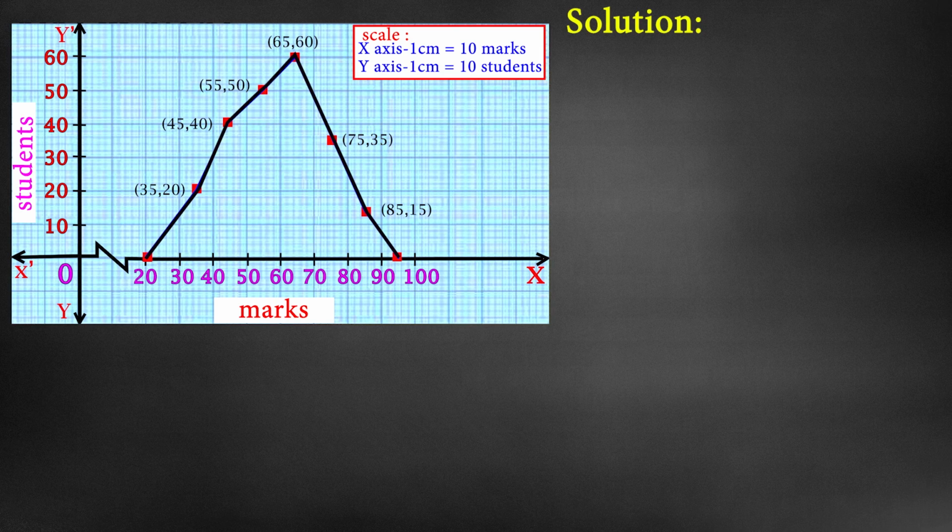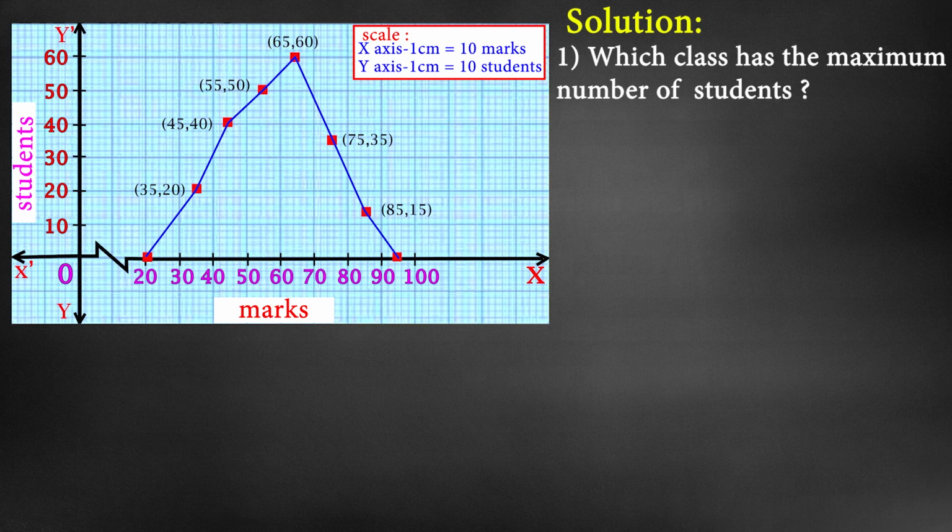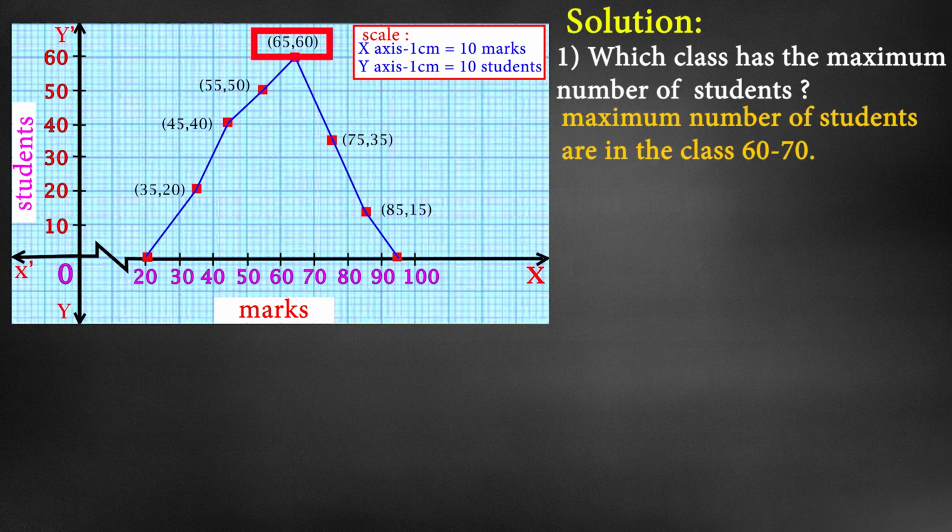Let us write answers to the questions. Number 1. Which class has the maximum number of students? Students, from the graph, the point of maximum height is (65, 60). The class from this point on x-axis is 60 to 70. Hence, we can say maximum number of students are in the class 60 to 70.